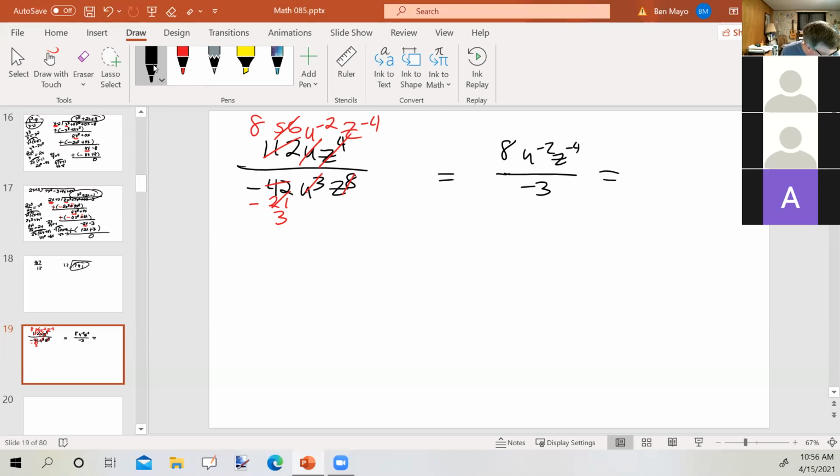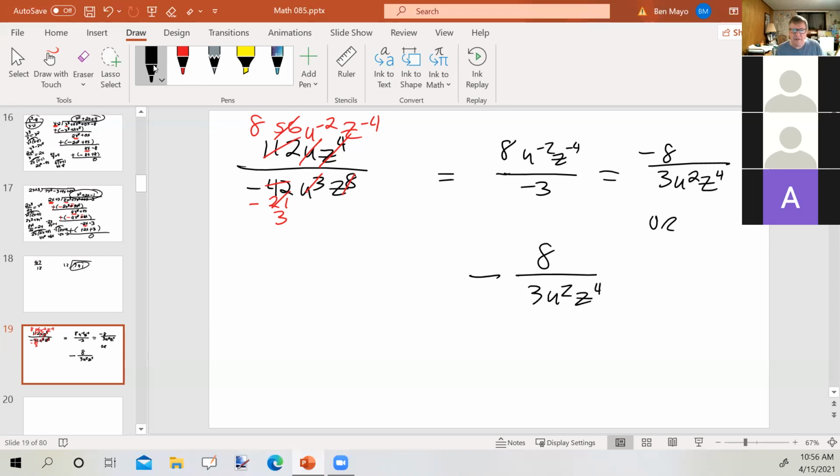I'm going to move the negative sign either out front or to the numerator. So I'm going to get negative 8 over 3. I'm going to take the u to the negative 2 on top and write it as u squared on the bottom. Z to the negative 4 on top and write it as z to the positive 4th on the bottom. So I end up with negative 8 over 3 u squared z to the 4th. I could also write it like this, negative 8 over 3u squared z to the 4th.